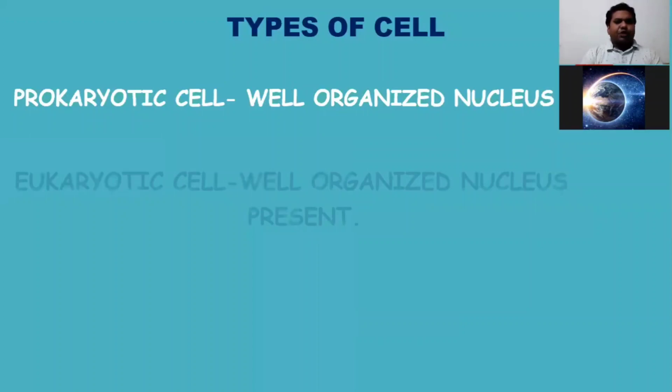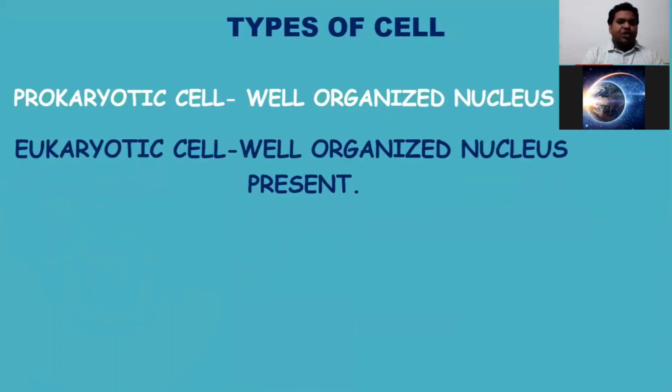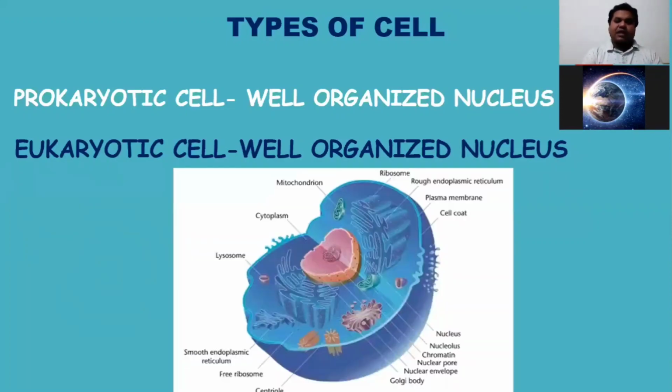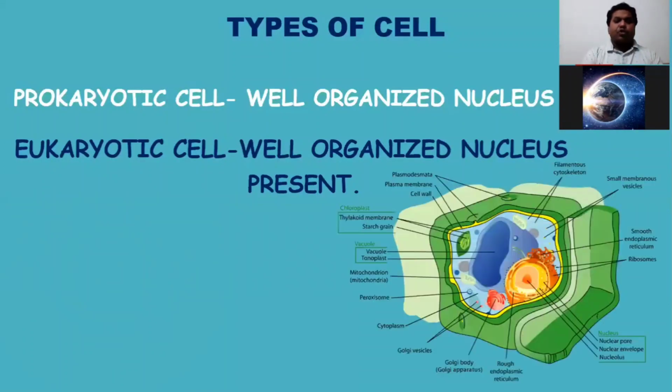Now, next we have the eukaryotic cell. Eu means new. Pro means primitive. Karyon means nucleus. So when I say prokaryotic, they have a primitive nucleus. When I say eukaryotic, they have a new organized nucleus. So a well-organized nucleus is present. See the animal cell. See, this is a plant cell. Both of them, you can see, have a well-organized nucleus plus many organelles, but the nucleus is very distinct here, which was absent in the case of the prokaryotic cell.